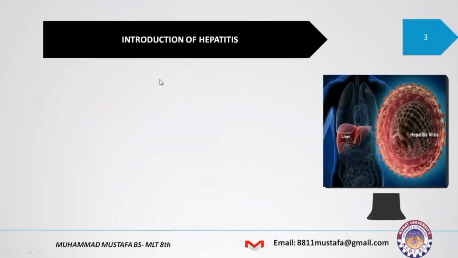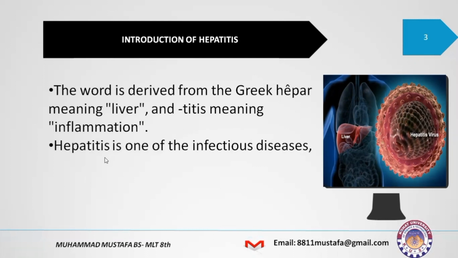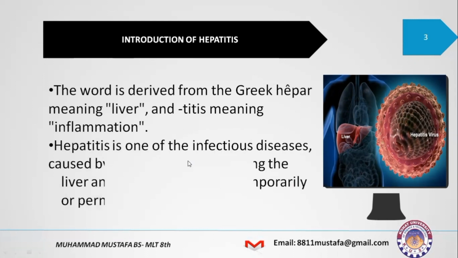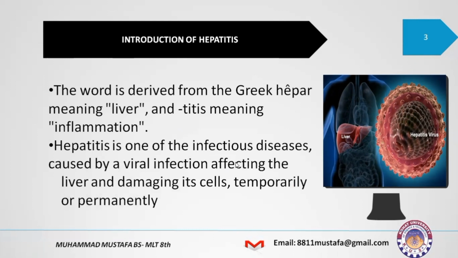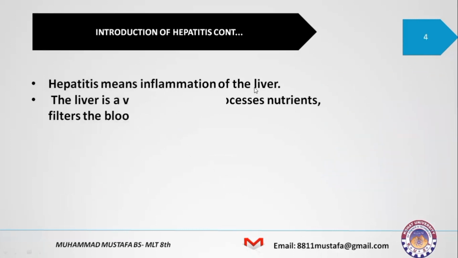Introduction of hepatitis. The word hepatitis is derived from the Greek hepa meaning liver and itis meaning inflammation. Hepatitis is an infectious disease caused by a viral infection affecting the liver and damaging its cells temporarily or permanently. Hepatitis means inflammation of the liver.